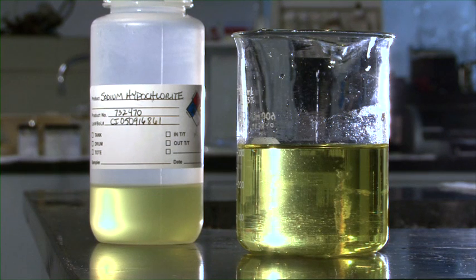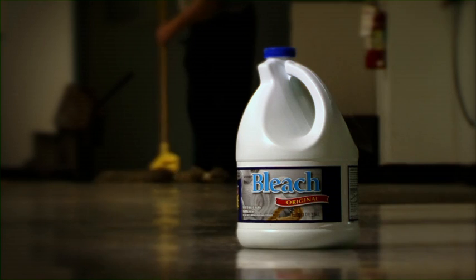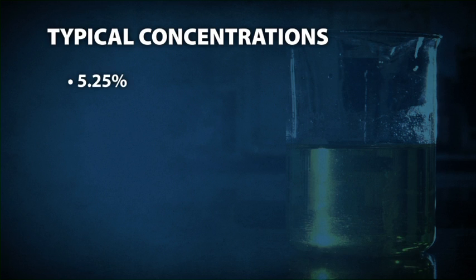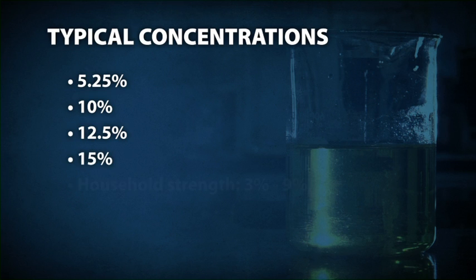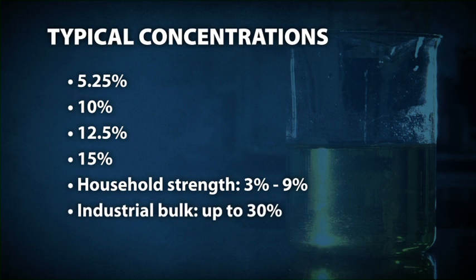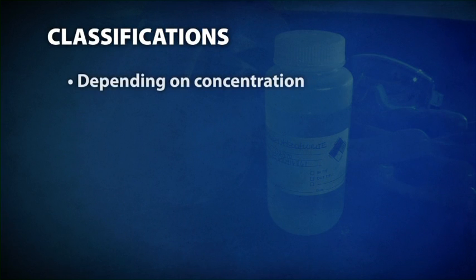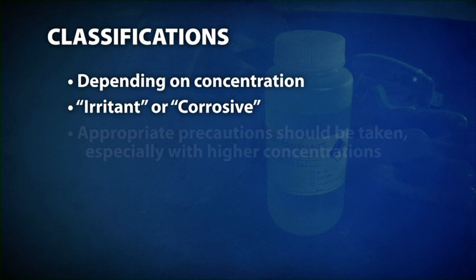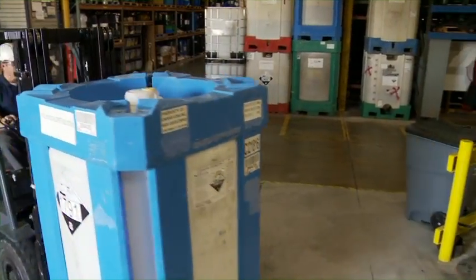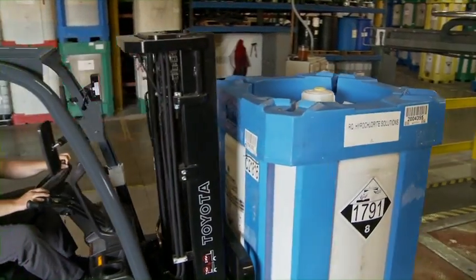Bleach is generally a clear, slightly yellowish liquid with a sharp, pungent odor. Typical non-bulk concentrations are 5.25%, 10%, 12.5%, and 15%. Household strength can range from 3 to 9%. Industrial bulk concentrations can reach up to 30%. Depending on the concentration involved, sodium hypochlorite can be classified as either an irritant or corrosive. Appropriate precautions should be taken when handling the product, especially the higher commercial and industrial strength concentrations.